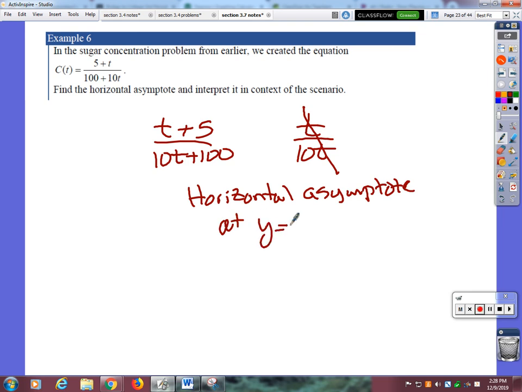at y equals 1/10 or 0.1, which means in this case that if we keep putting in more and more water and sugar at the same rate, the concentration of sugar in the tank will get closer and closer to 0.1 or 10%. Okay? What? Well, it's 1 over 10. So this t canceled and left me 1. Okay, and these don't matter.